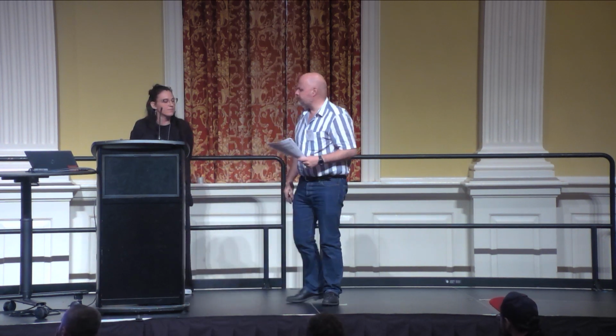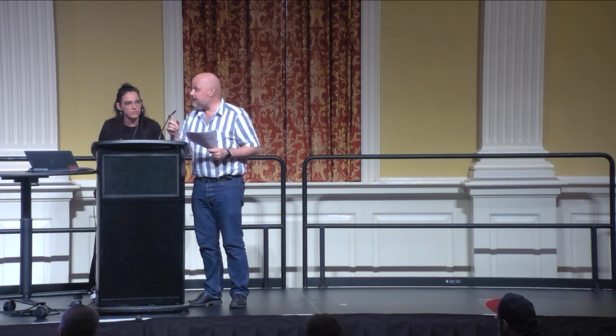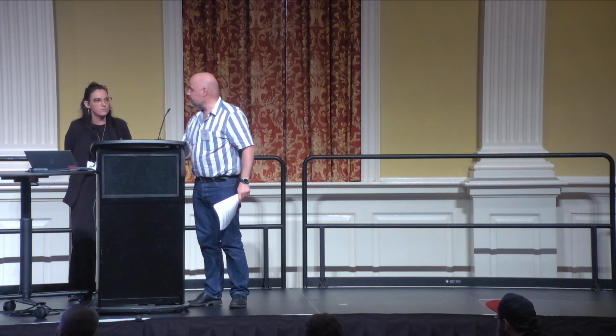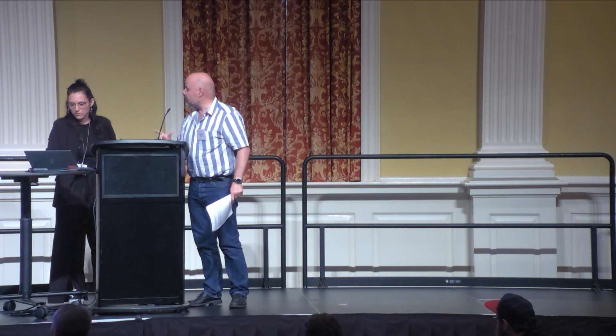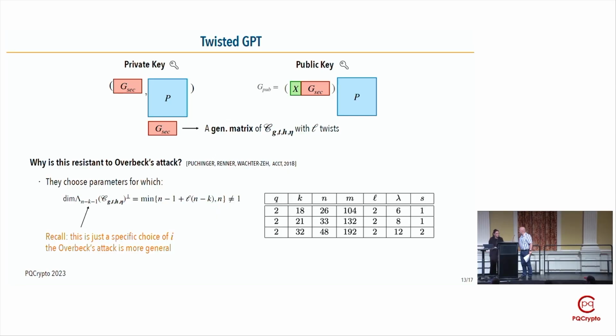Okay, I have a small question. I noticed that in the parameter examples you give, most of the time you have two twists. What would happen with more twists? Is it more secure? Is it possible to build a scheme, etc.?